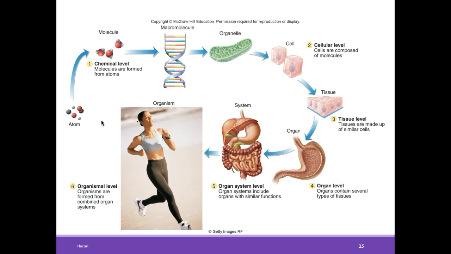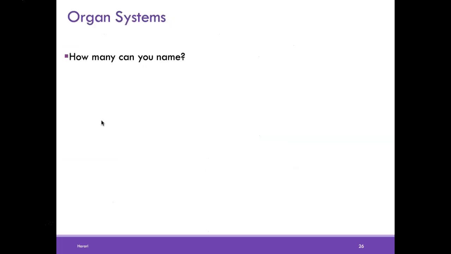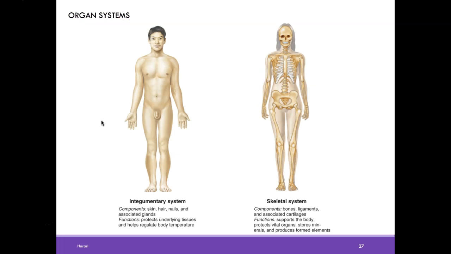Here's just the overview. So pause here and see how many organ systems you can name. So we have the integumentary system. We'll talk about that in chapter 6, right? I leave you to read the components and the functions if you're not familiar, but you should know this information.